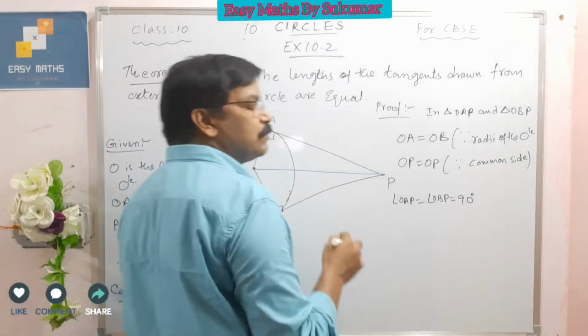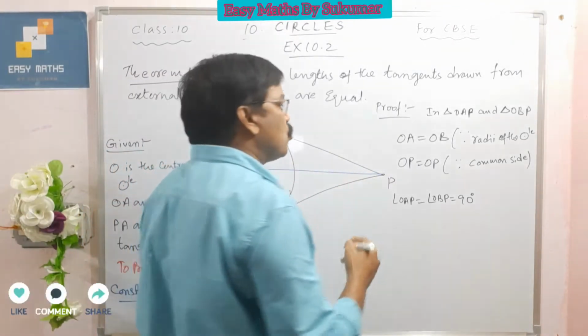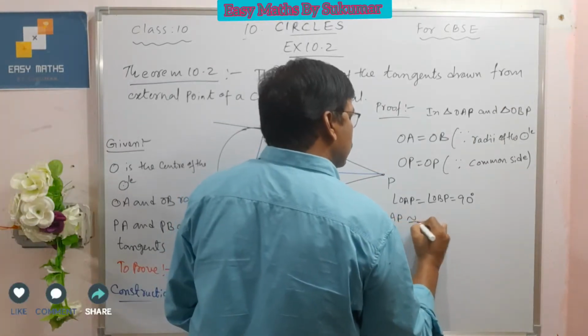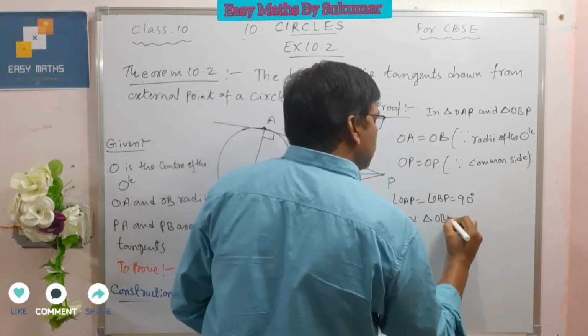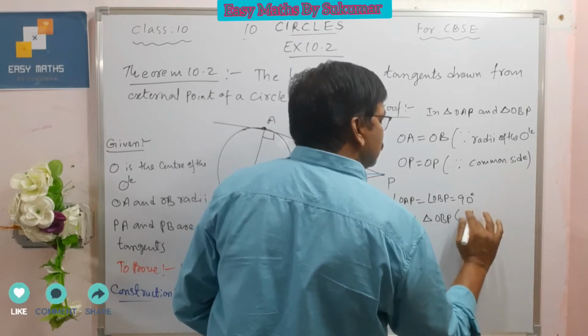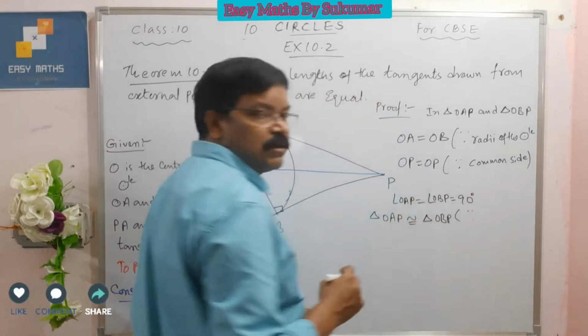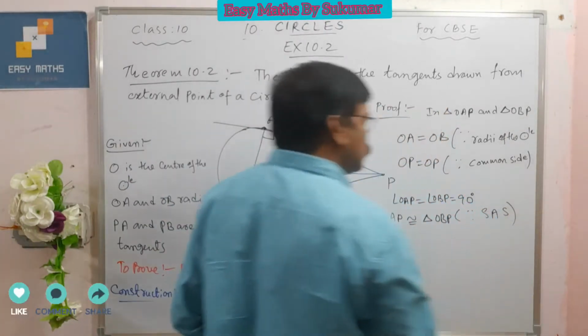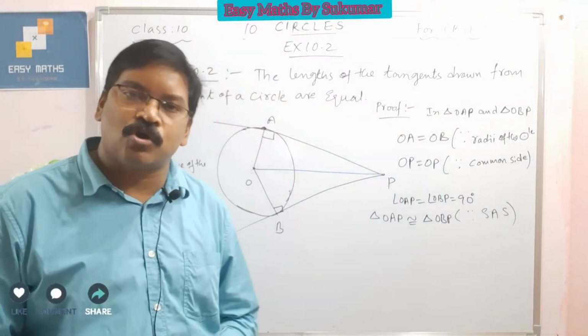Side angle. That means SAS congruency. Triangle OAP is congruent to triangle OBP. Since, what is this criteria? SAS congruency rule, the two triangles are congruent.